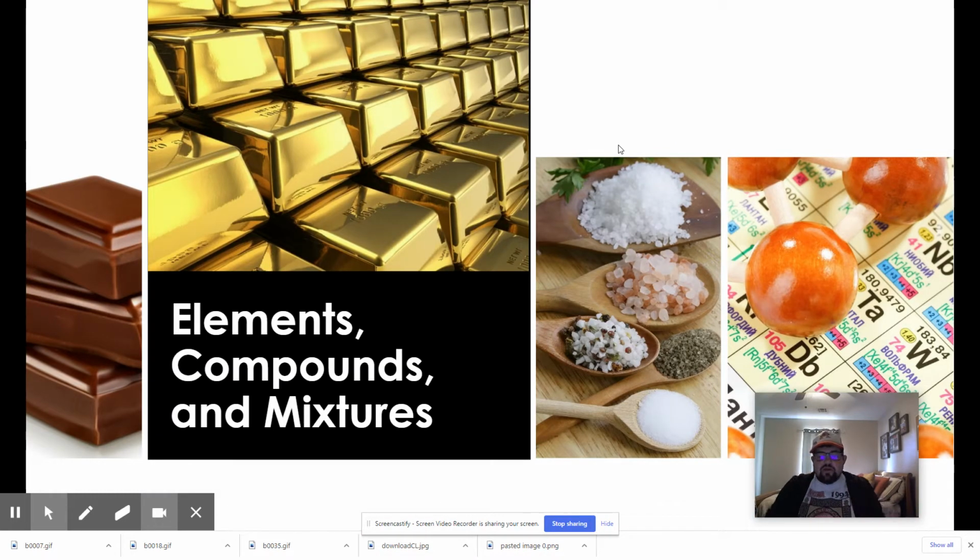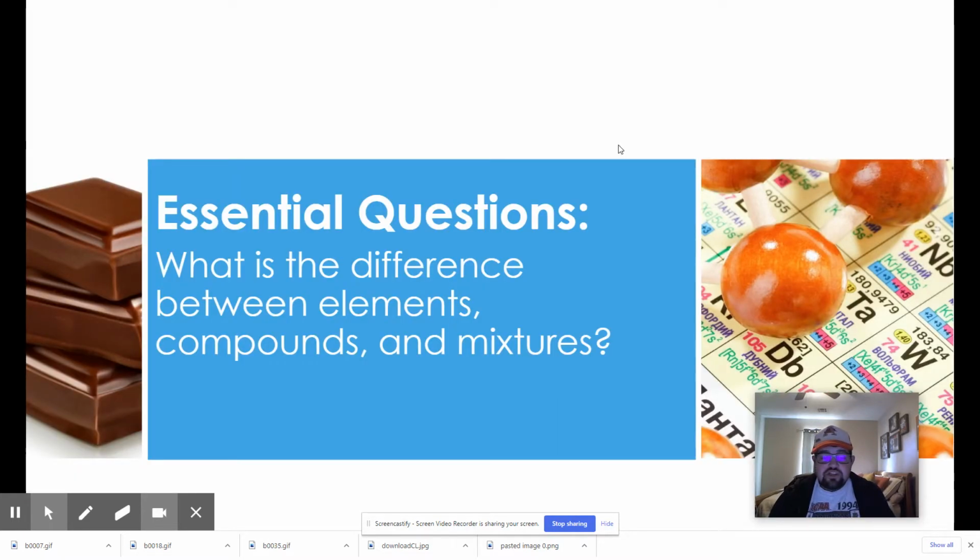So, elements, compounds, and mixtures is our new unit. And what you can see here are various compounds, elements, and mixtures that we're going to look at. We've learned about atoms, and now we're talking about the things that are made up by them. So, the essential question is, what's the difference between elements, compounds, and mixtures? The biggest thing we want to teach you today is the fact that these are different things, that they're not the same. And we want you to be able to recognize what those differences are and identify them in nature.